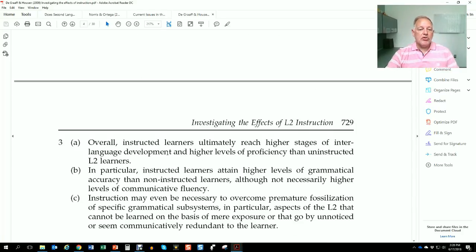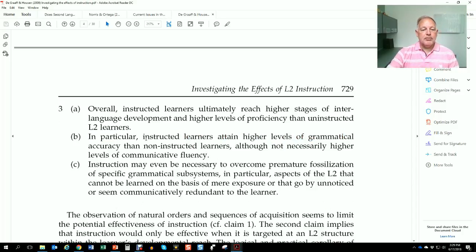And then number 3, overall, instructed learners reach higher final stages of attainment and development. In particular, instructed learners attain higher levels of grammatical accuracy than non-instructed learners. You might have just seen this anecdotally. You may have friends who are really talented at picking up languages. They might go to a foreign country and stay there for 2 or 3 weeks, and they start to sound kind of fluent, but they're making mistakes left and right. They don't have grammatical accuracy. So someone that's receiving instruction will surpass their level.